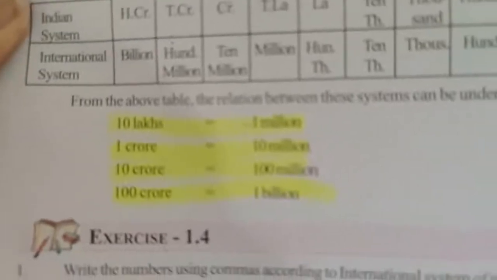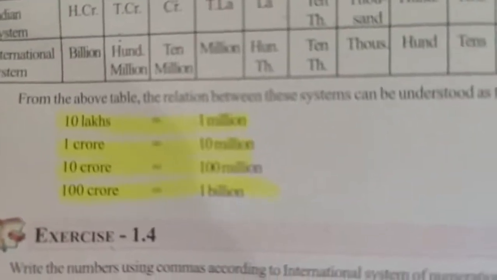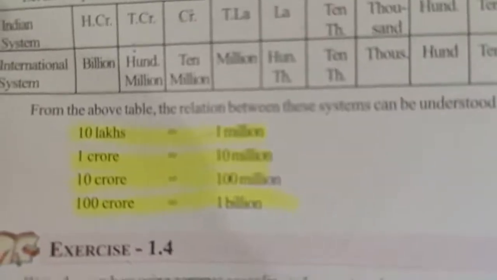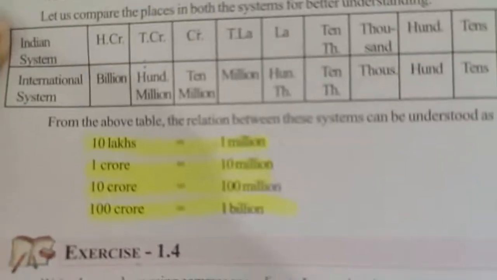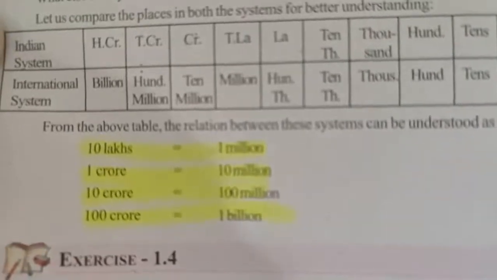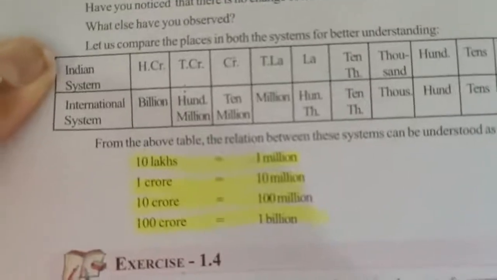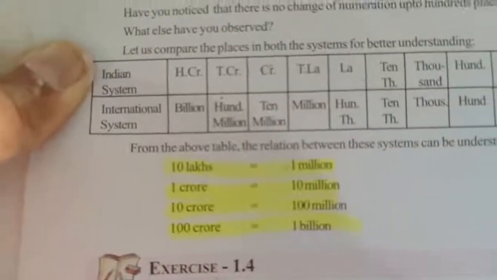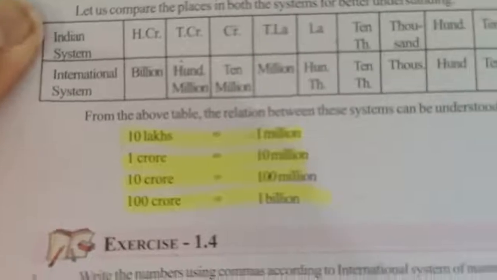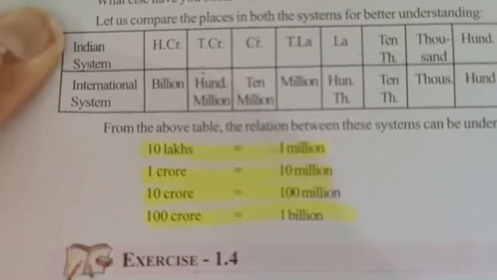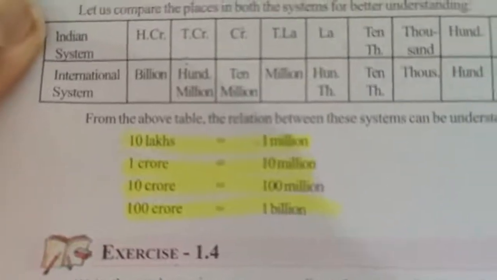Here also is one conversion between the two systems. 10 lakhs equal 1 million, 1 crore equals 10 million, 10 crore equals 100 million, 100 crores equal 1 billion. They use billion also, for 100 crores. We use 100 crores after 10 crores, but they use billion after 100 million. Billion. Do you understand? Okay.